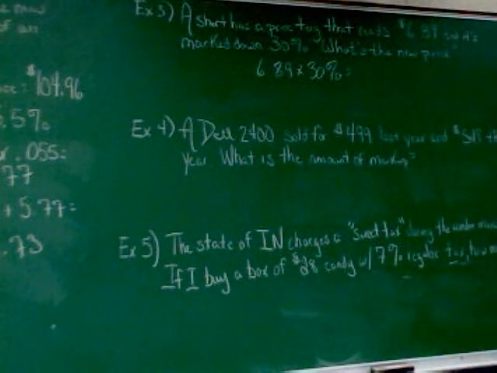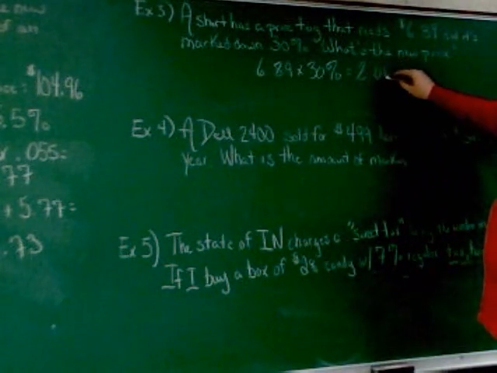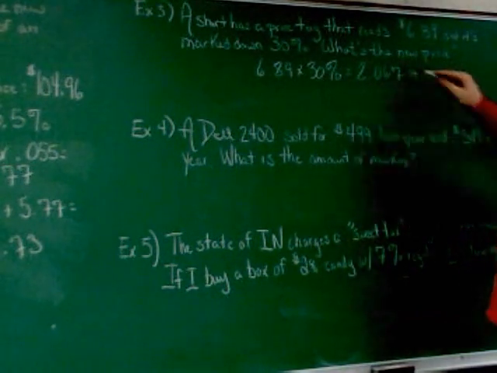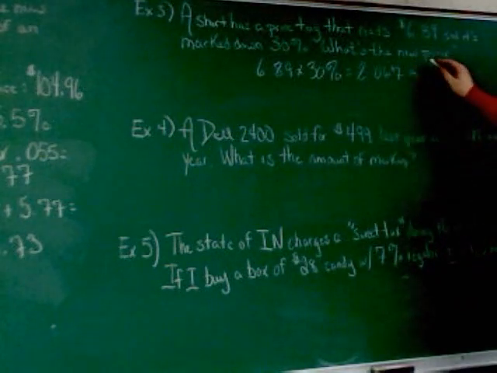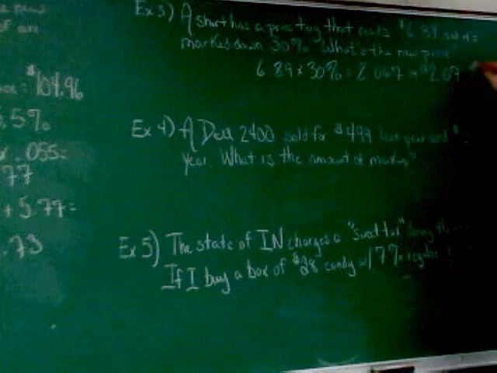Multiply those two together, and I get 2.067, which is obviously, again, something we have to round. It's going to round to $2.07.